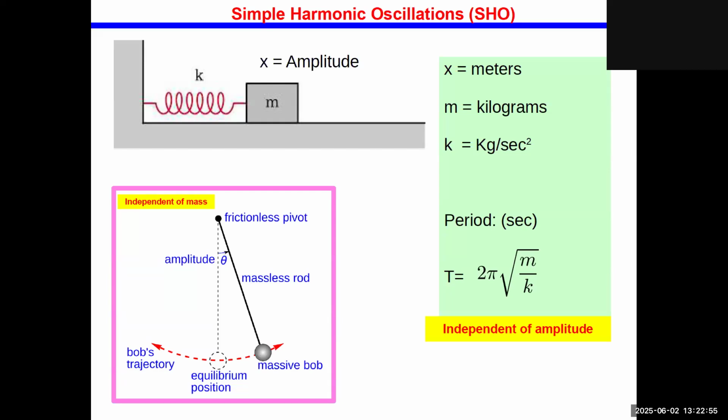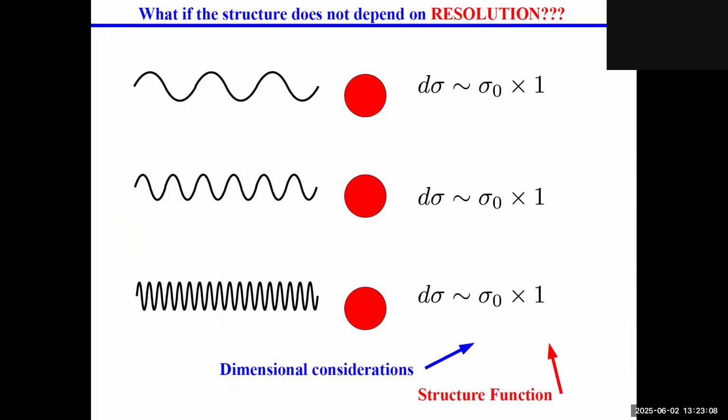You could do something similar for the pendulum. There you find out it's independent of mass. Again, just some dimensional analysis. So that's a useful technique to see what things depend on and what they don't.